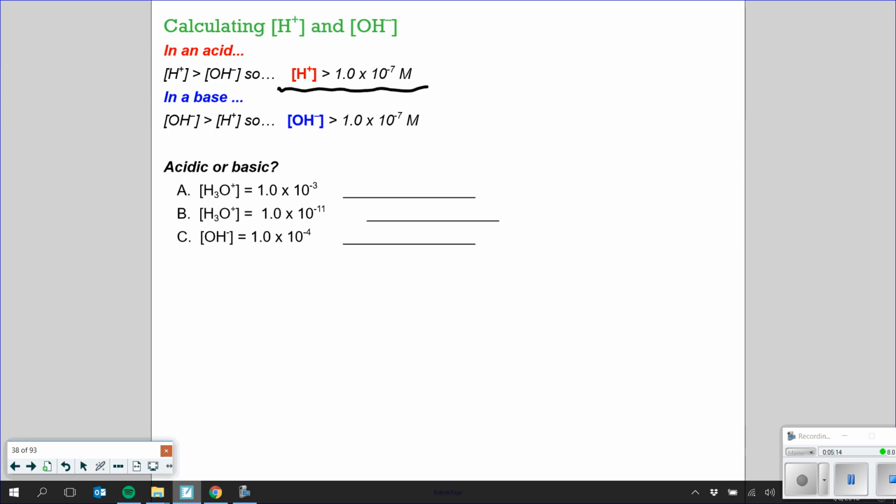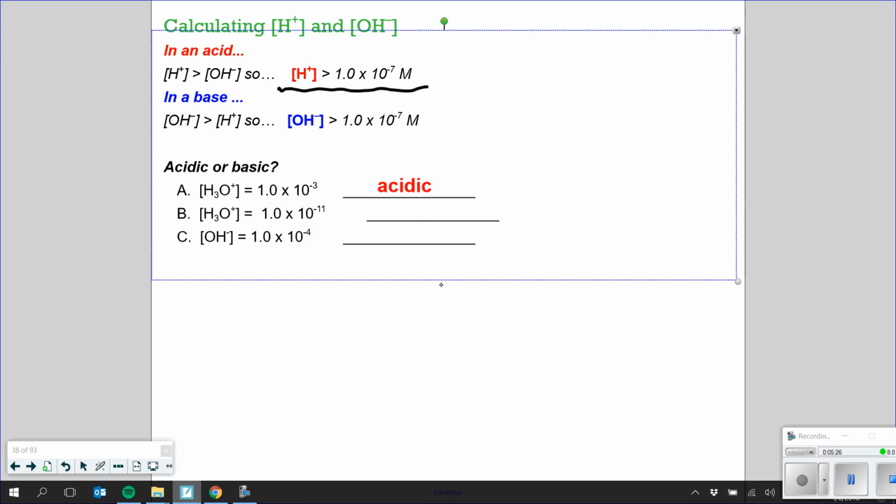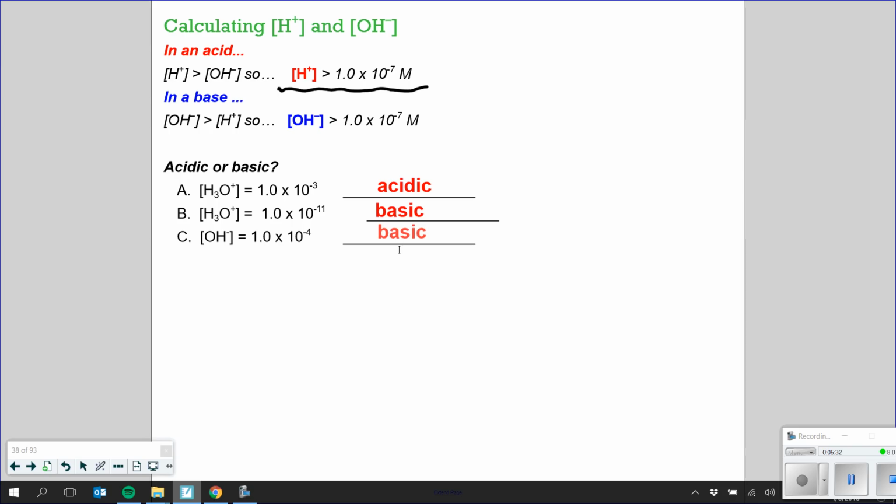If we're looking at these down here, my hydronium concentration is 1.0 times 10 to the negative 3. That means that's going to be acidic. If hydronium is 1.0 times 10 to the negative 11th, that's going to be basic. And if my hydroxide concentration is 1.0 times 10 to the negative 4th, that's also going to be basic.